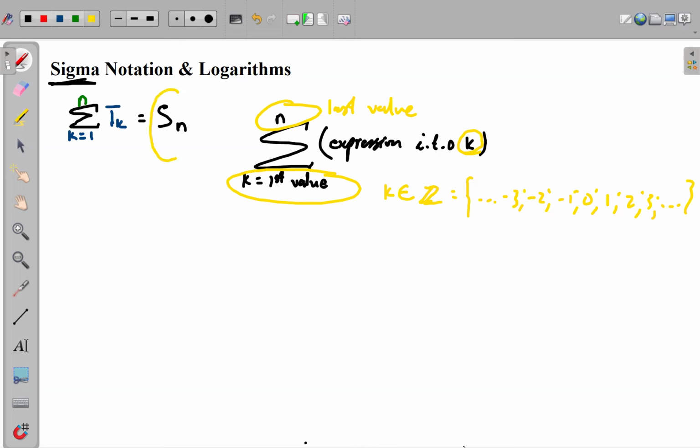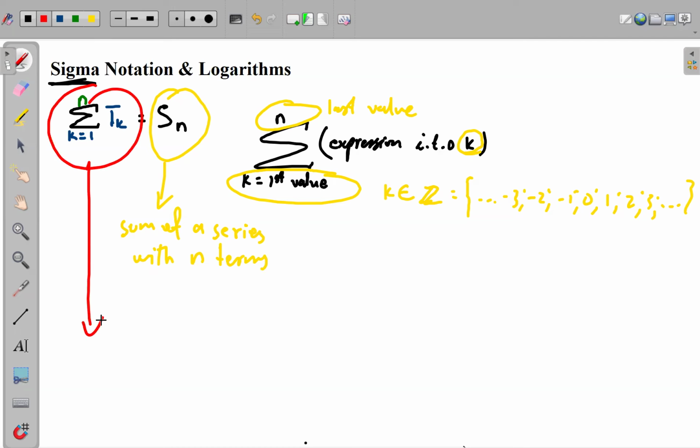Remember from Thursday's lesson, this here means the sum of a series with n terms. But this is quite vague. It doesn't tell us where to start. It just tells us we've got to stop at n. There are n terms. So sigma notation is more precise in that it doesn't just tell us the sum of n terms, but this is what it says. This means the sum of the series.